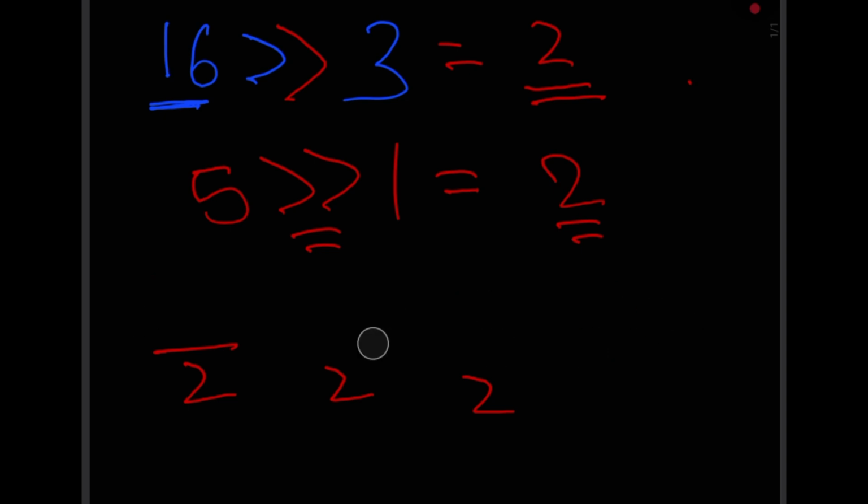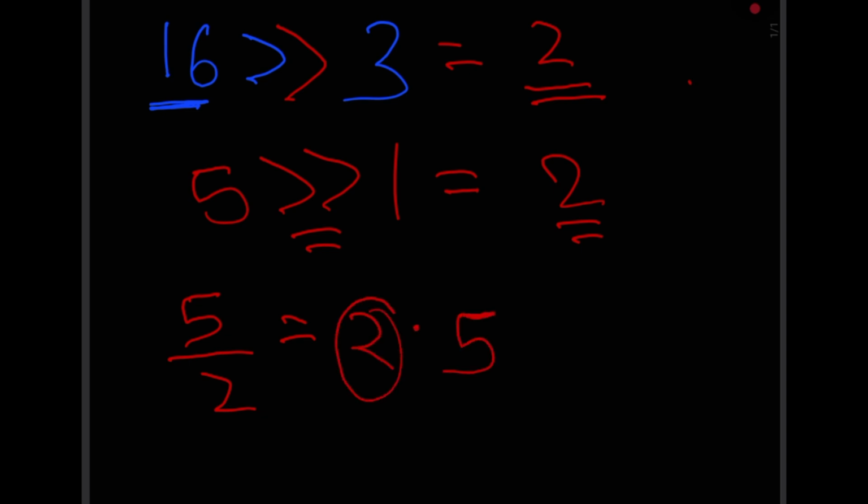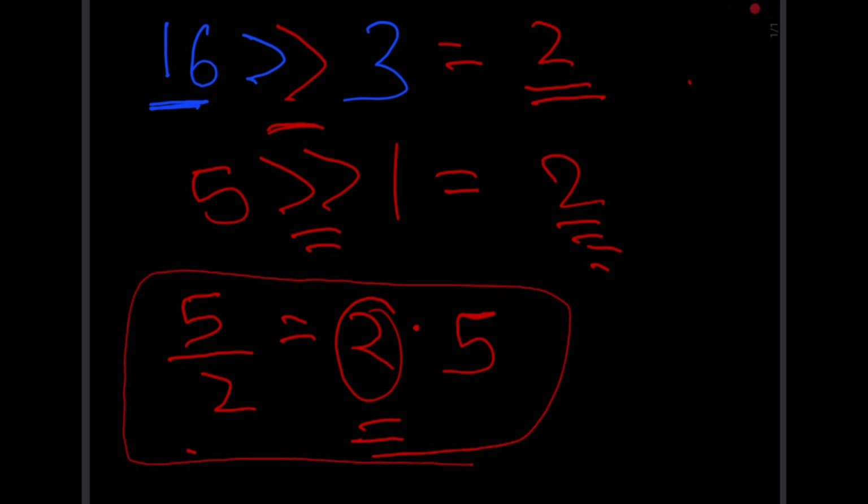Now same for 5 right shift 1, just divide 5 by 2, you will be getting something like 2.5. So the 2 before the decimal, the floor value, will be the answer. So I have shown how the computer computes this operator, shifting the bits, and this is how the short trick works if you want the theoretical answer. Now next is our left shift operator.